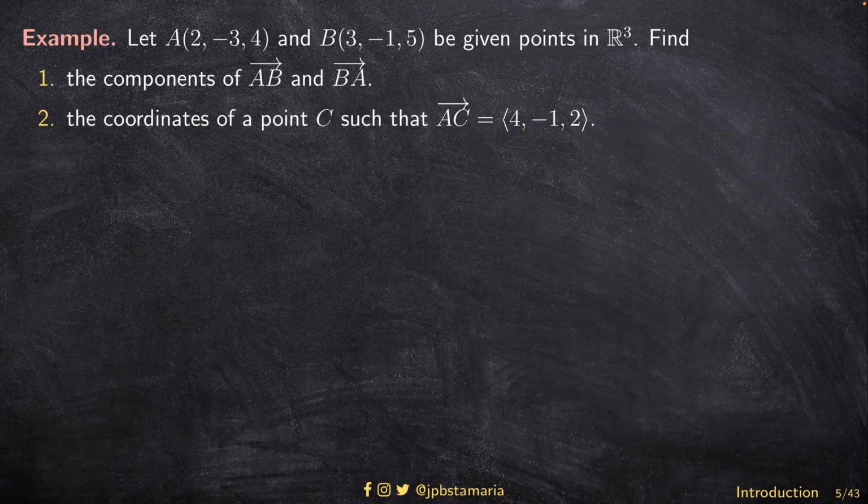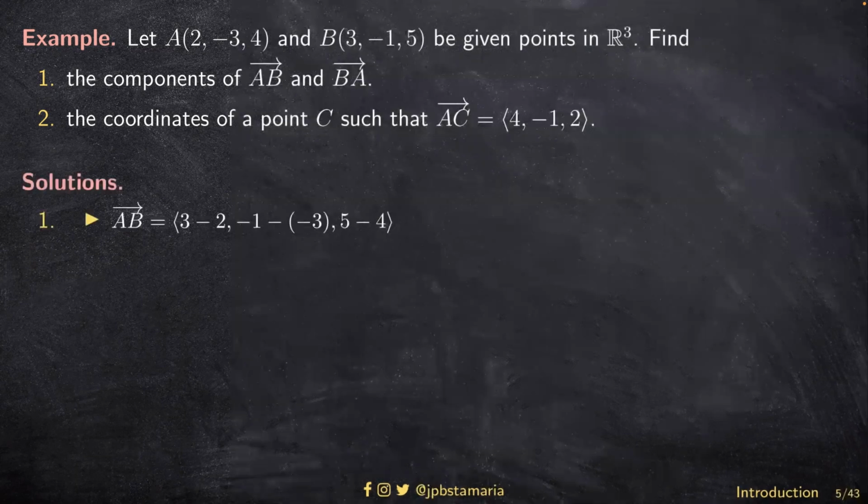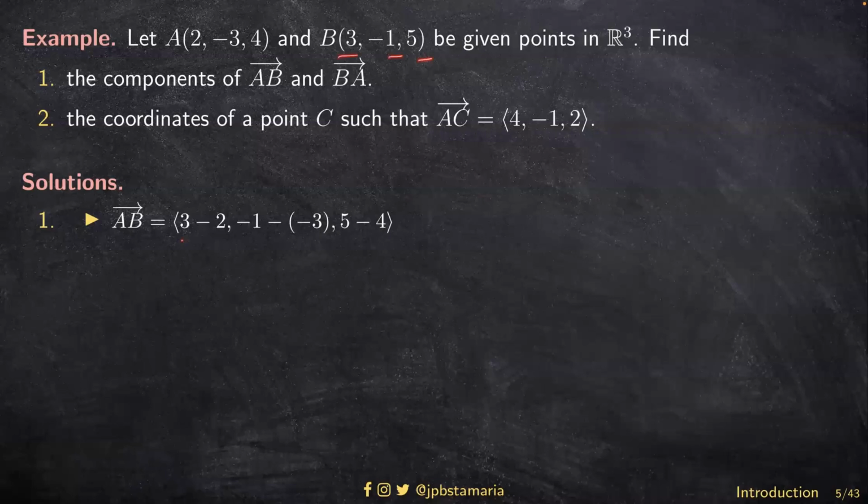So how is this done? Number 1 is easy, right? Because the instruction is to subtract. So, when you speak of the vector AB, you simply subtract the coordinates of B minus the coordinates of A. So, as you can see, the 3, -1, 5, and the 2, -3, and 4 are here. So, you simply perform the subtraction. So, you see?